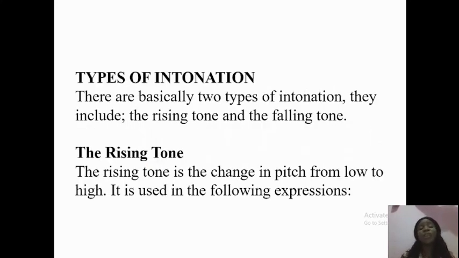Okay, let's go over to types of intonation. There are basically 2 types of intonation in English. We have other types, but there are basically 2 types. And they include the rising and the falling tone.